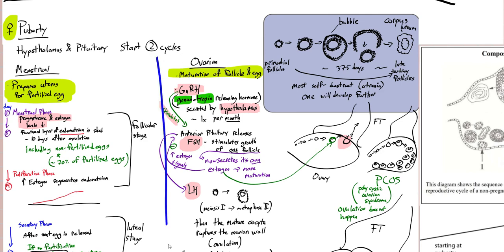The ovarian cycle is, of course, related to the menstrual cycle, but it's separate. The ovarian cycle is all about the egg, and the menstrual cycle is all about the uterus. So the ovarian cycle is about maturing that follicle and the egg. So we have, I'm just going to move over to the side here a little bit.